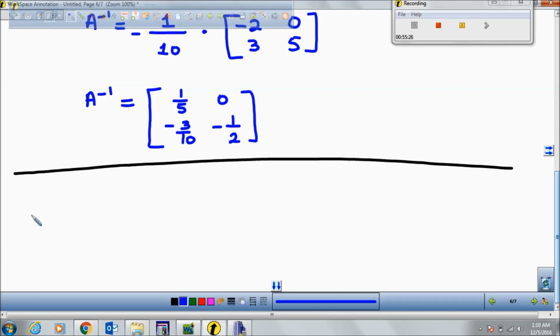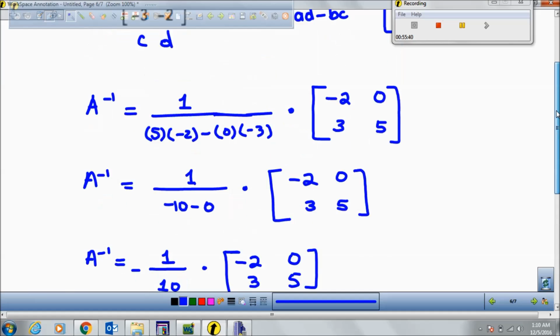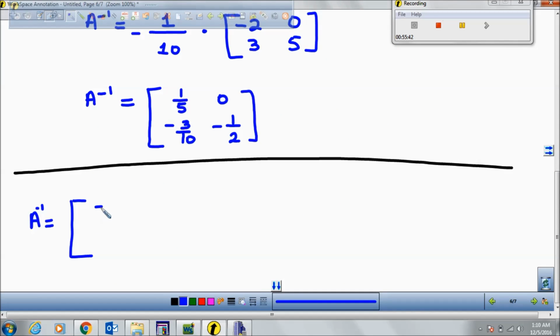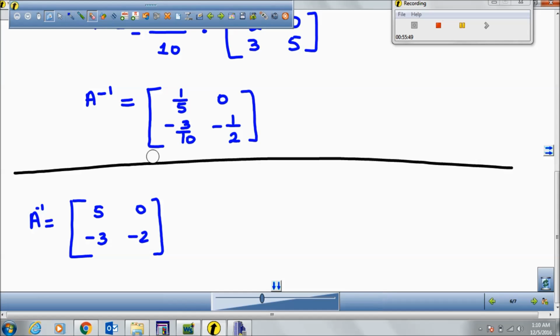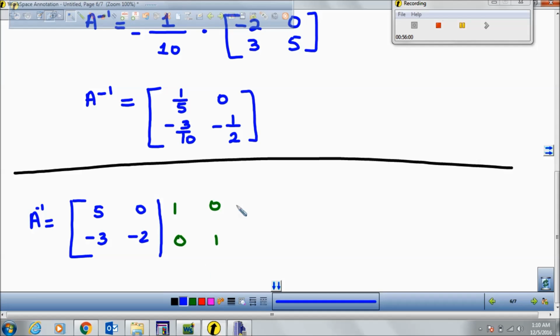So in the other method, if you're going to find the inverse of A, you're going to copy the original matrix, 5, 0, -3, -2. Oops. And you're going to draw a line here. And you're going to put an identity matrix of a 2 by 2. An identity matrix is the one where you have your diagonal of 1 and zeros everywhere else.